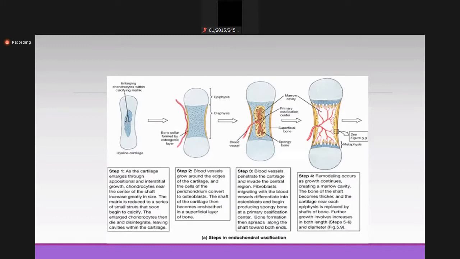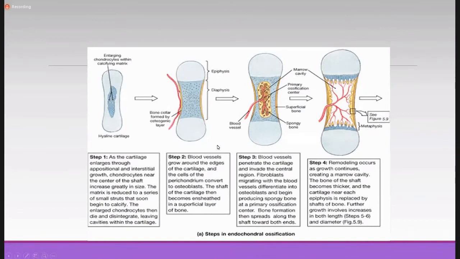The chondrocytes near the center of the shaft of the cartilage increase greatly in size. The matrix is reduced to a series of small struts, again a lacunae-like, trabecular-like appearance. Then the large chondrocytes die and disintegrate, leaving cavities within the cartilage. So this is how cavities are formed within the cartilage. Now the blood vessels grow around the edges of the cartilage. This was the initial structure, the hyaline cartilage, where the blood vessels which grow around the cartilage entered through the smaller foramina within the structure of the bone.